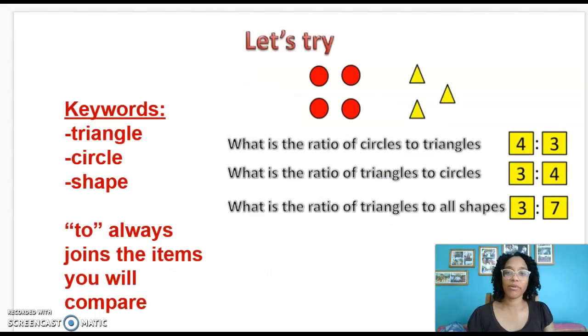To understand this problem, we needed to know three keywords. We needed to know triangle and circle, and then we needed to know shape. The most important thing here is that we needed to know that triangles and circles are both types of shapes. So part-part and part-whole ratios happen when we are distinguishing categories and things inside those categories. Remember that the word to always joins the items that we're going to compare, and to translates into a colon when we put it in math terms.